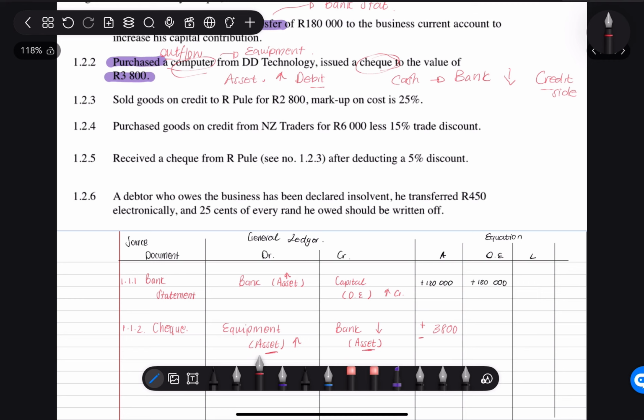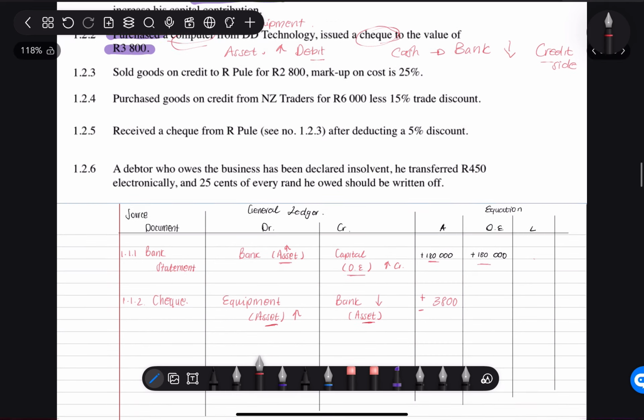So you see here, this was where your asset was, asset increase. Owner's equity increase, there we go, and nothing for liability. Here it's only assets account. Therefore, there is nothing for owner's equity and nothing for liability. Okay.